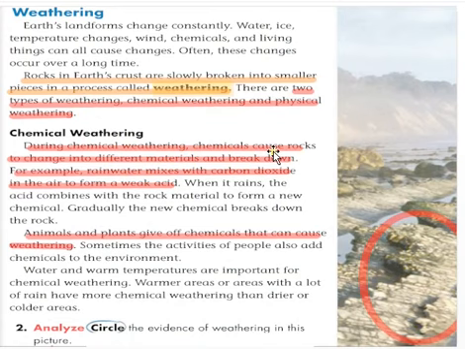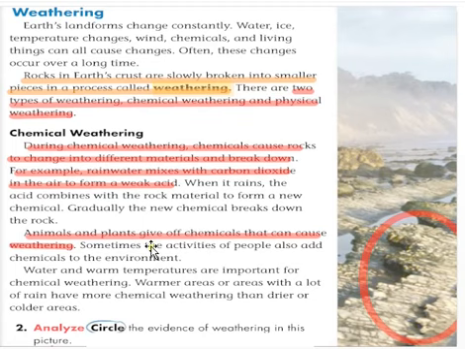During chemical weathering, chemicals cause rocks to change into different materials and break down. For example, rainwater mixes with carbon dioxide in the air to form a weak acid. Rain combined with carbon dioxide. That carbon dioxide that humans and animals exhale goes into the atmosphere, and when it mixes with the rainwater, it becomes an acid, and when that acid pours down on the land, it could slowly break the rock. So that is chemical weathering.